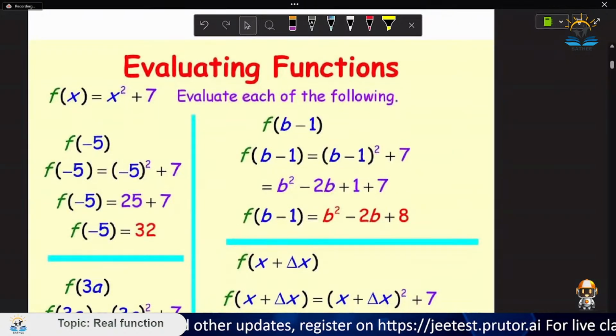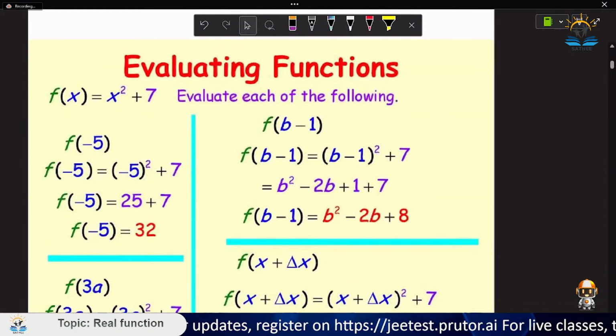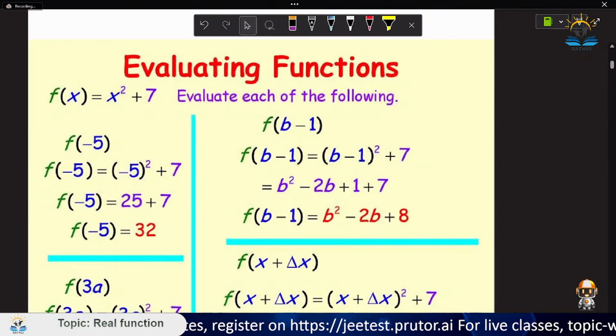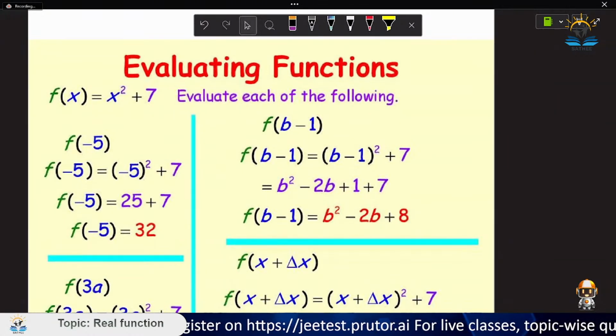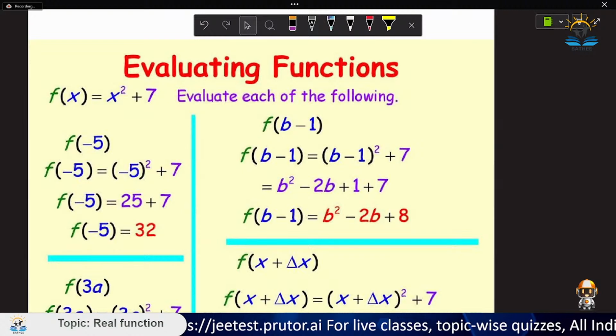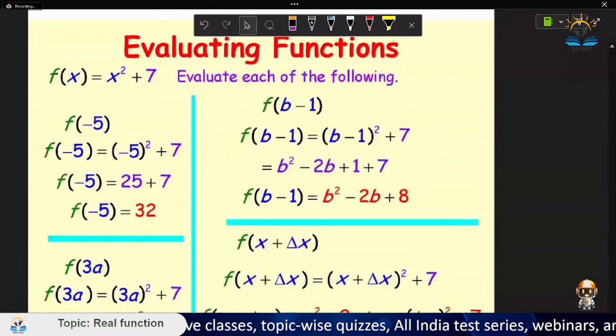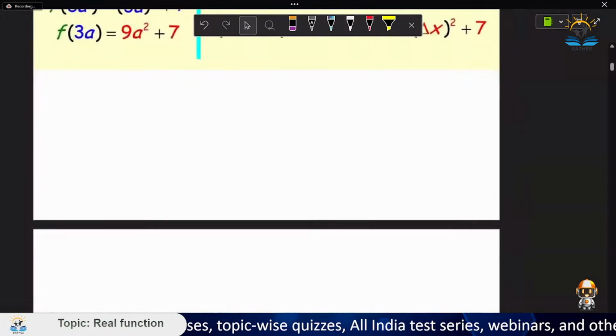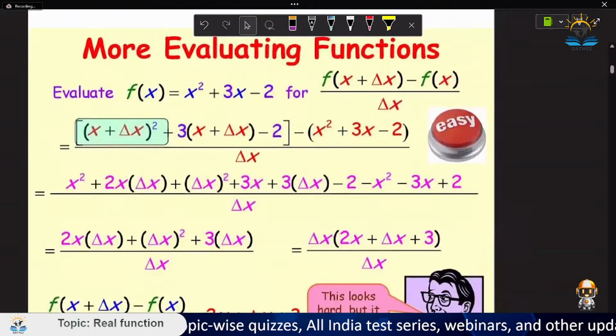Okay. So now evaluating functions. You can see that f of x has been evaluated as x squared plus 7, and f of minus 5 would give you minus 5 squared plus 7, and that would be 32. Now if we take f of b minus 1, simply you'll get an equation. Similarly, the other parts have been shown.